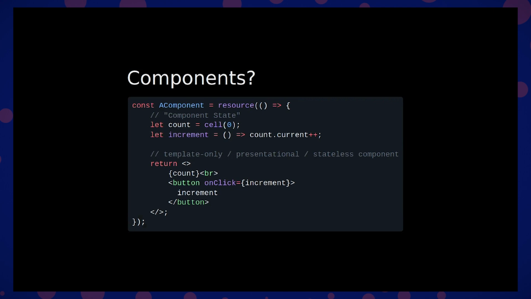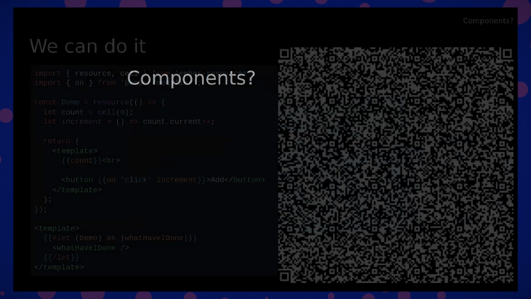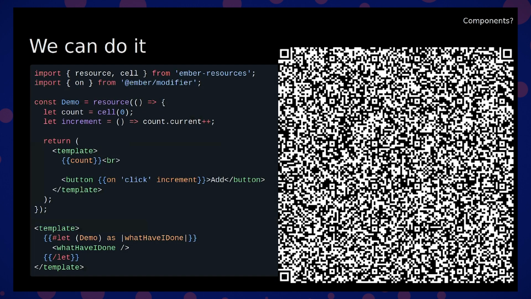In React, it may look like this. Returning a template-only or presentational or stateless component as their value, using the closed over function within the resource as the state. However, the main thing is that every framework already has legit component implementations, and those implementations are good at what they do. We can do it though.